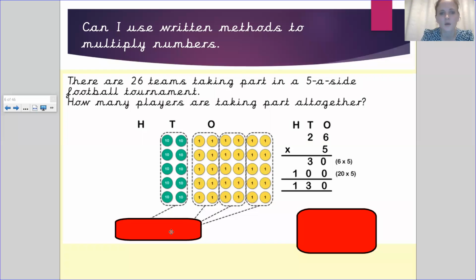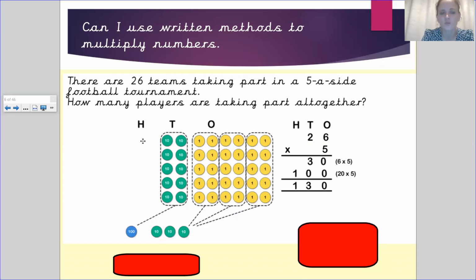Okay. And you can see that this one has broken it up for you. So there's 26 in each one of these rows, and there are 5 rows. And if we add the 10s, we get 100. And if we add the 1s, we get 30. So we would have an answer of 130. So they are both the same.